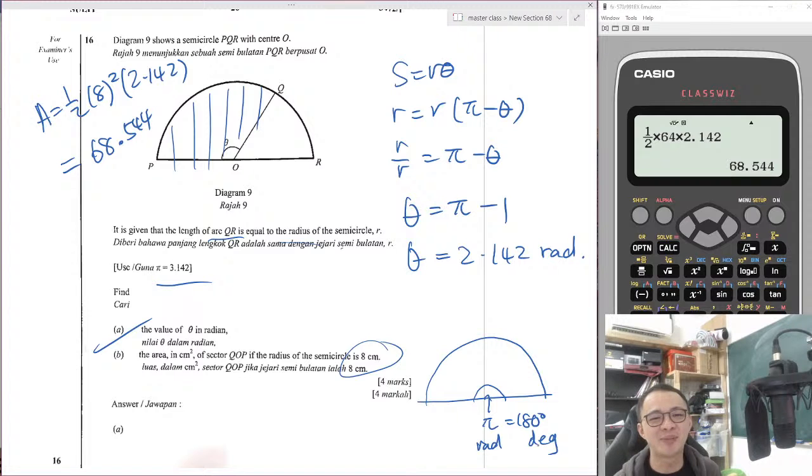Is the exam from SBP hard? I don't know. A lot of students will say SBP is quite hard, but among all the state papers I do, I think SBP is considered okay. It's not very hard. If you ask me about MRSM and SBP, I definitely say MRSM is harder than SBP. But these few months, I got so many requests about SBP papers.